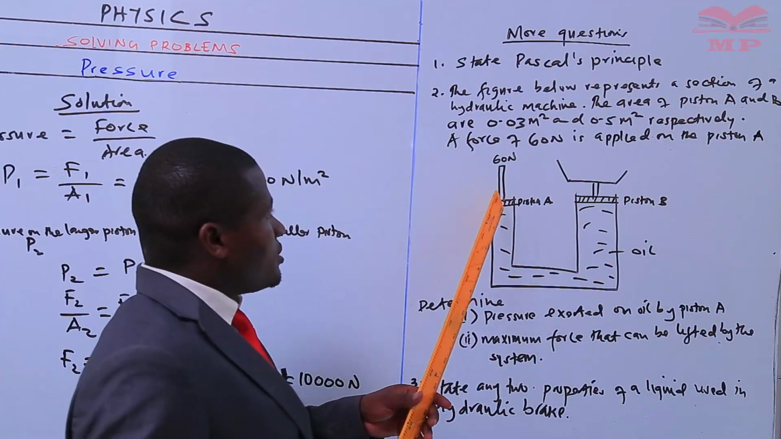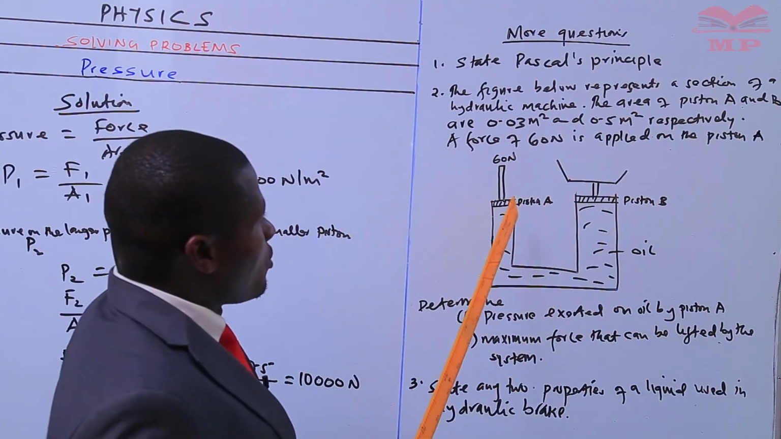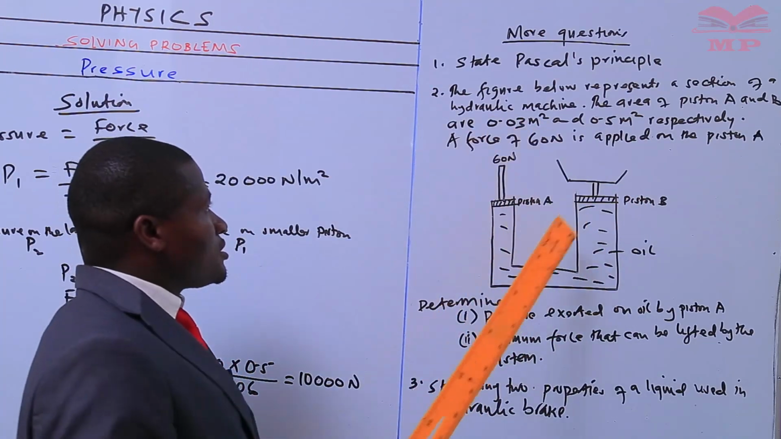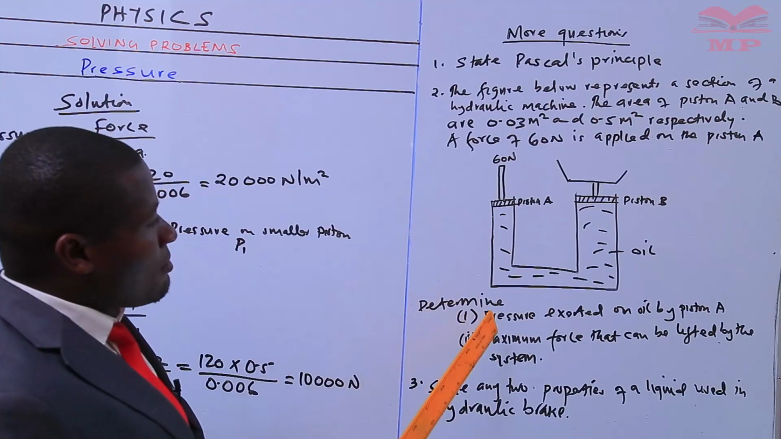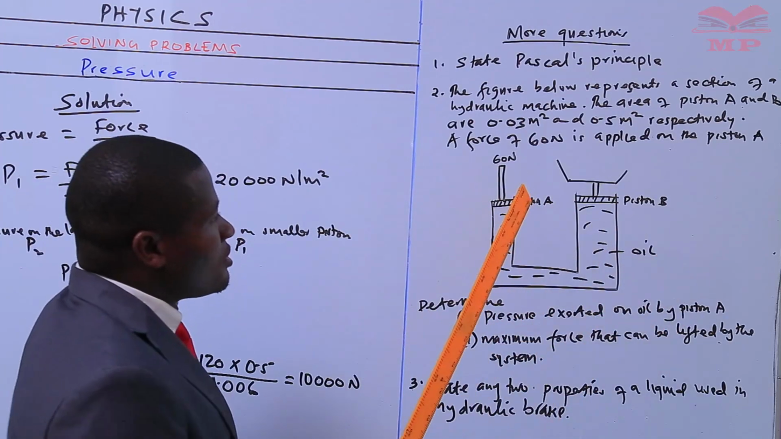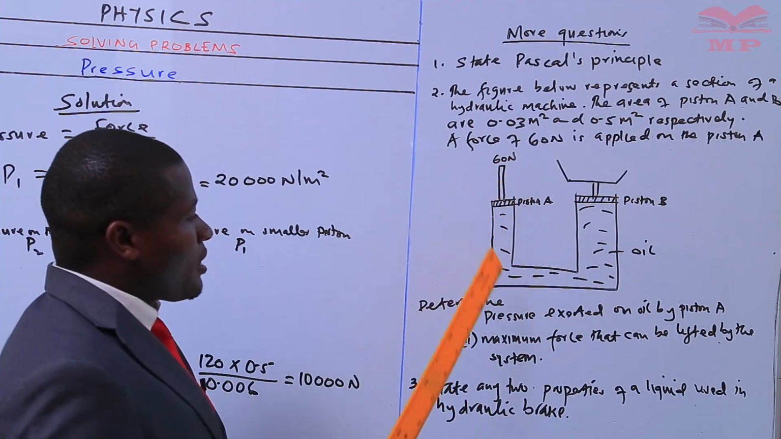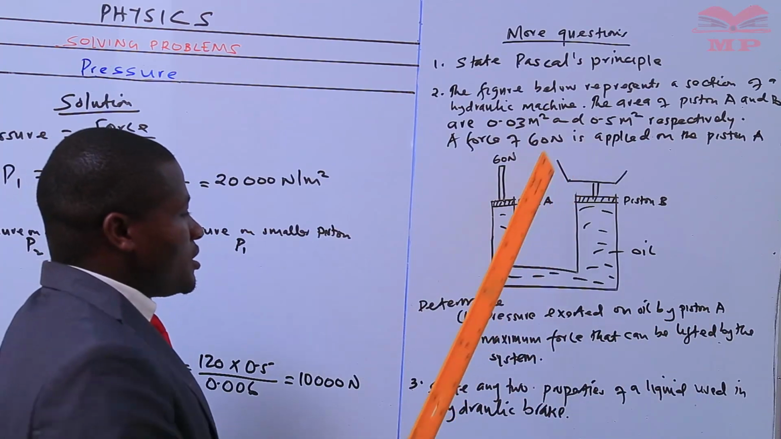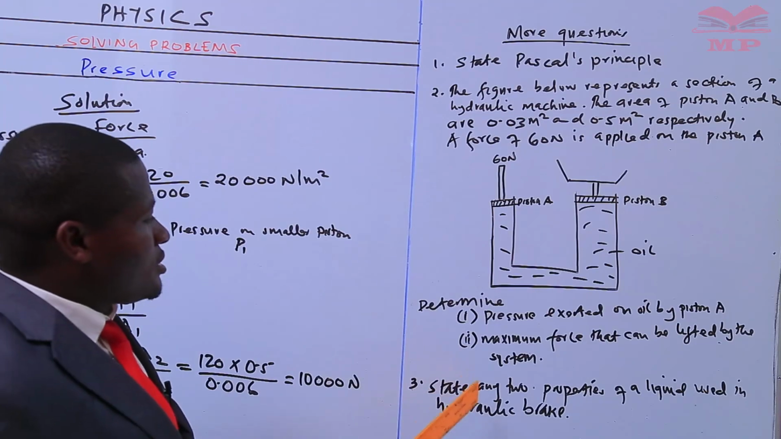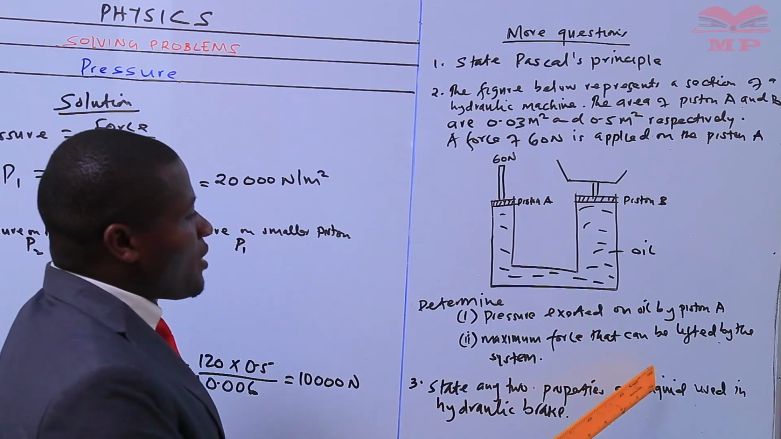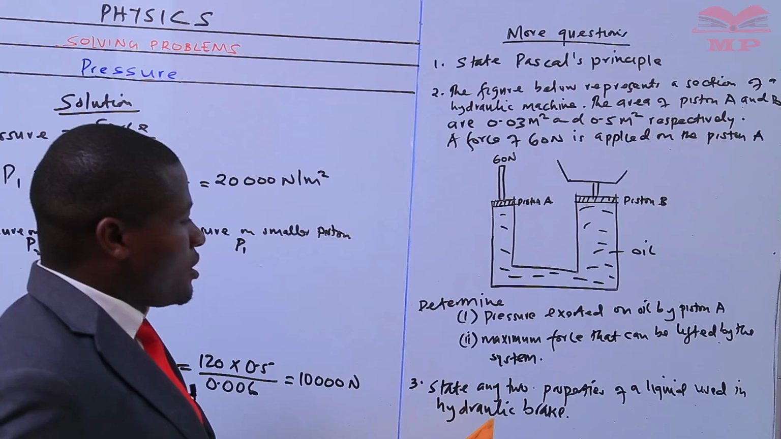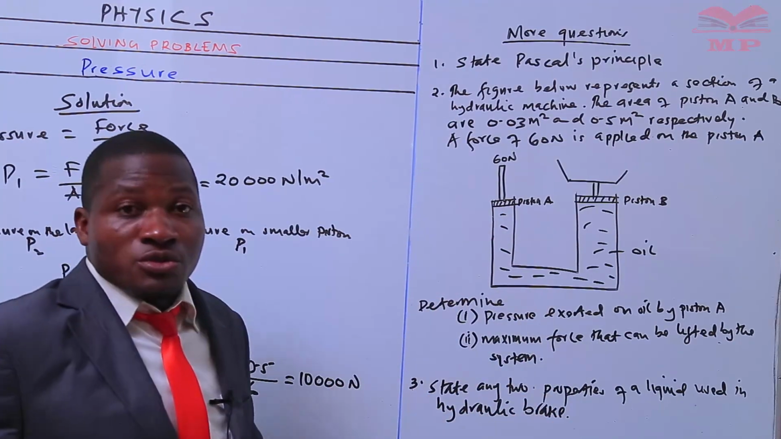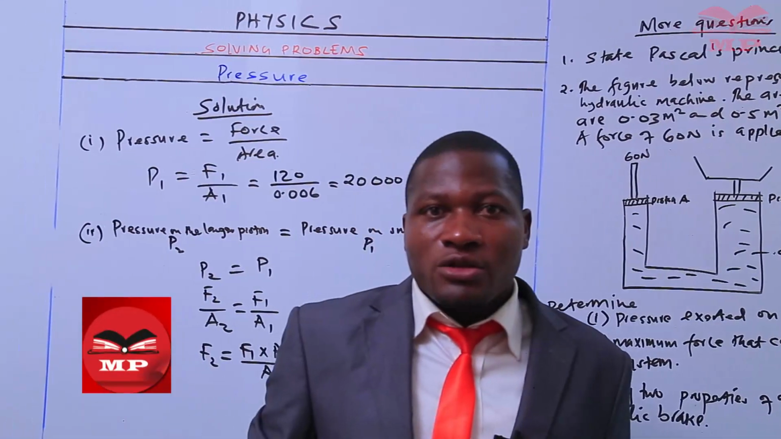So you have piston A, piston B. We have the areas here, I've given you. You are supposed to use this given information to determine, Roman 1, the pressure exerted on oil by piston A. Then the maximum force that can be lifted by the system. Then question 3, state any 2 properties of a liquid used in hydraulic brakes. These are the questions that you are supposed to attempt when you are at home.